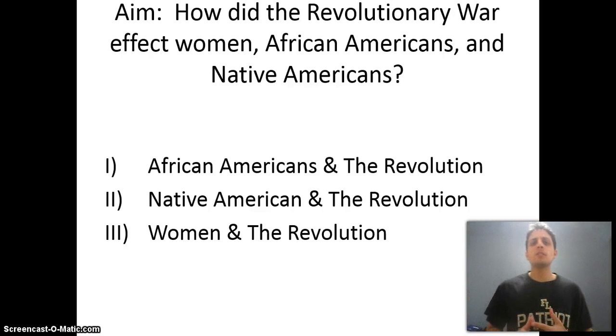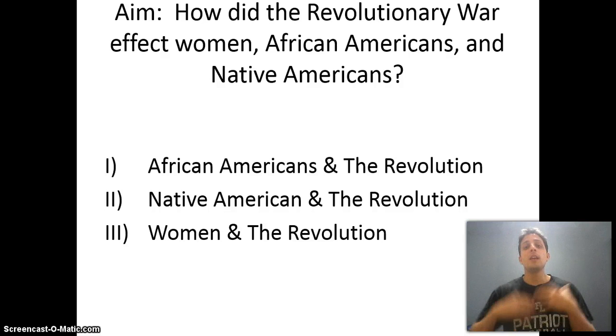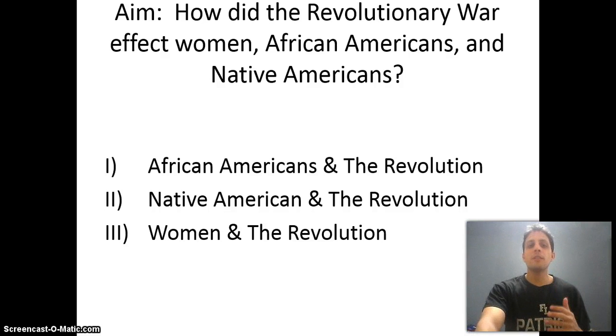So today we're going to be focusing on different social groups and how they're affected by the American Revolution. And so specifically we're going to focus on African Americans, Native Americans, and women. So we're going to start with African Americans.